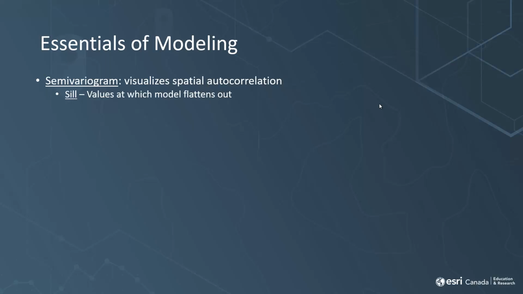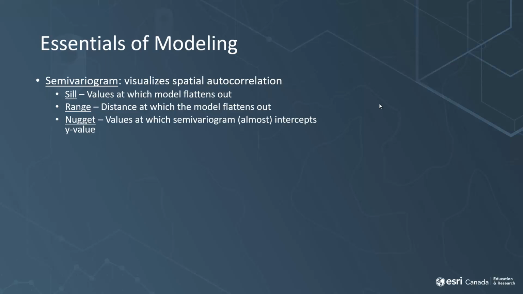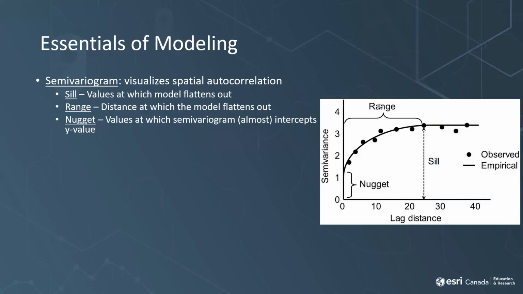The first is the sill, which is the maximum value or semi-variance. The second is the range, which is the maximum distance reached. And the third is the nugget. The nugget is the value at which the semi-variogram is virtually close to the y value. Here is an image of what it would look like.